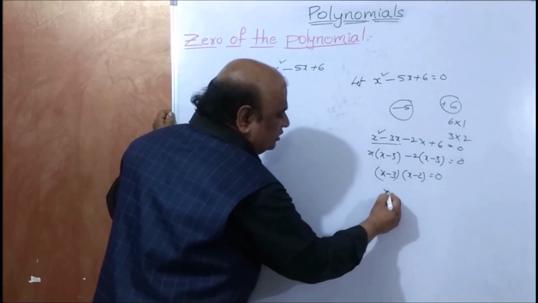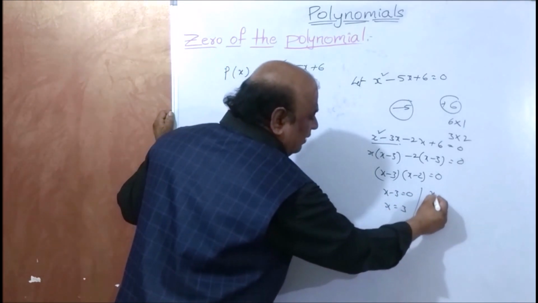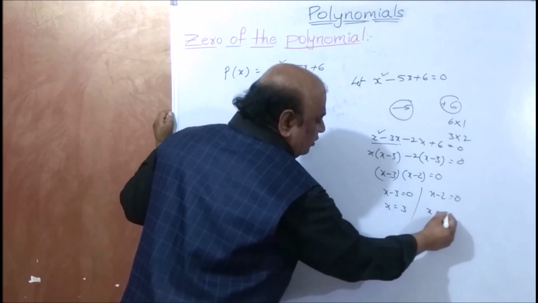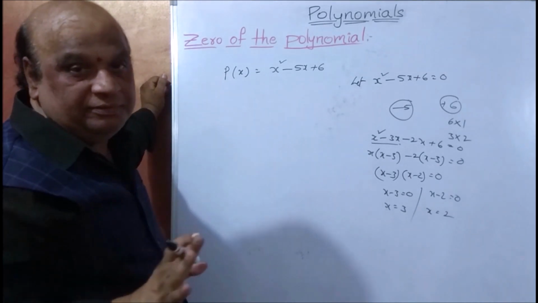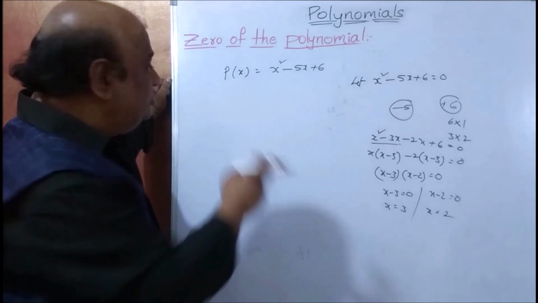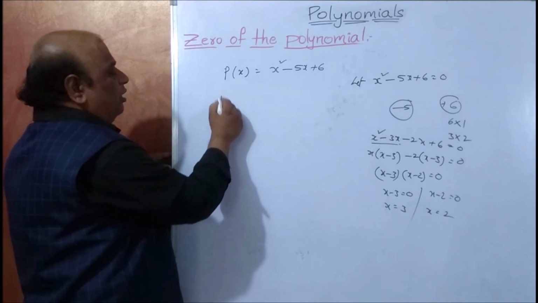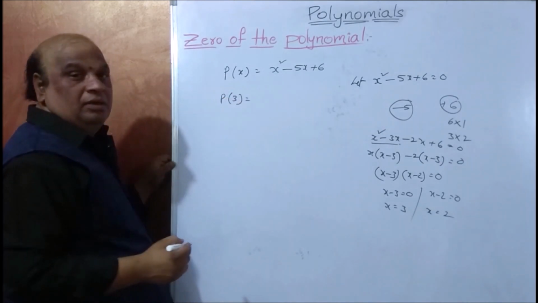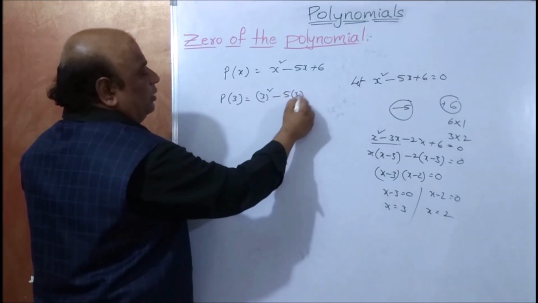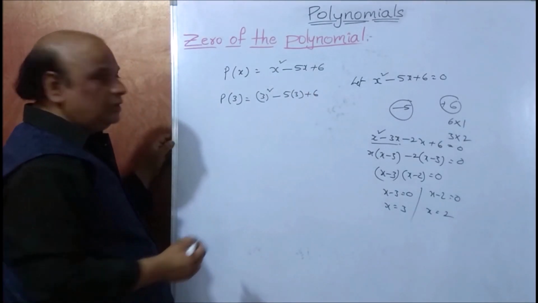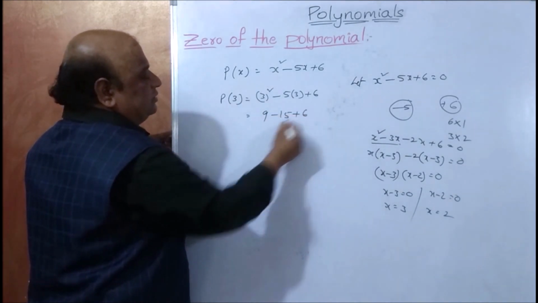Let x minus 3 is equal to 0, the x value is 3. Or x minus 2 is equal to 0, x is equal to 2. Now we are getting x values 2 and 3. These two are zeros of this polynomial. Now we have to check. First you take p of 3: 3 square minus 5 into 3 plus 6, that is 9 minus 15 plus 6.